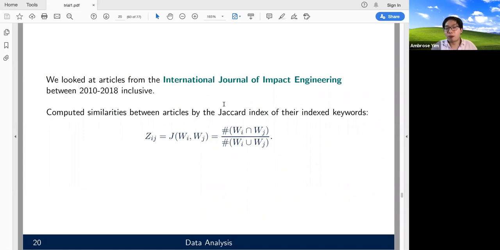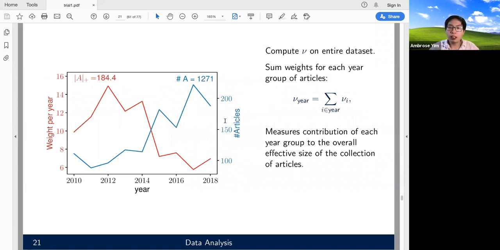If the overlap between the keywords is large, then you get something close to 1. If there's no overlap, then you get 0. I think that's a sensible way of defining similarity, though it is a somewhat coarse way to do so. So we first compute this maximal diversity weight, which is always positive, on the entire data set.